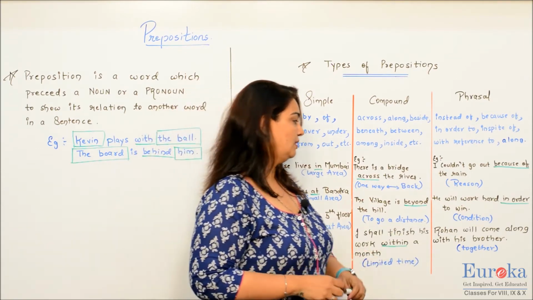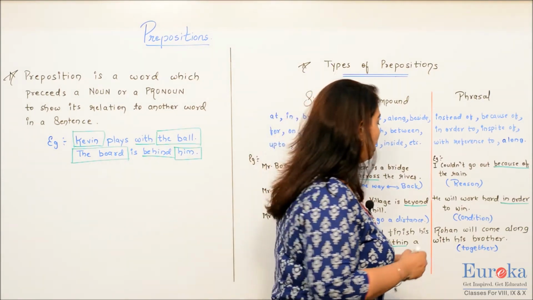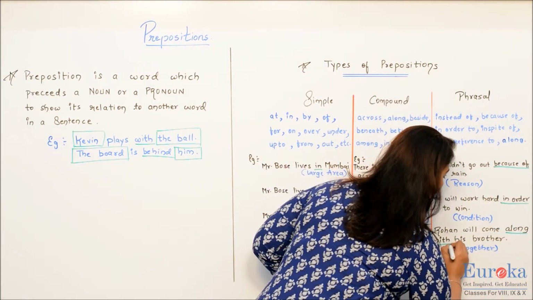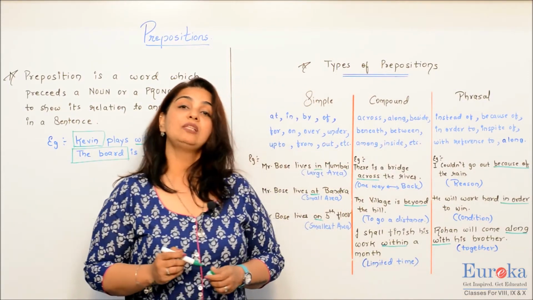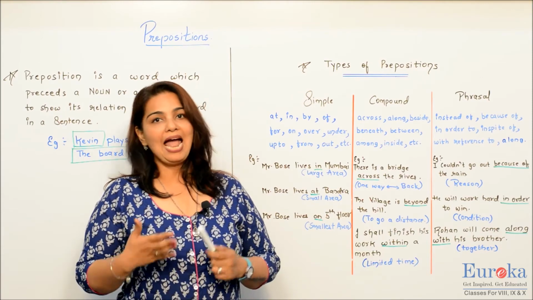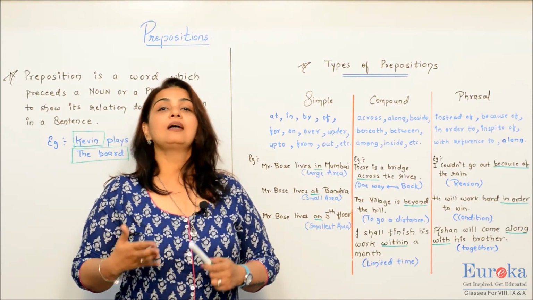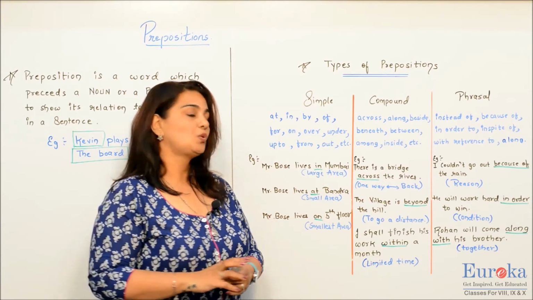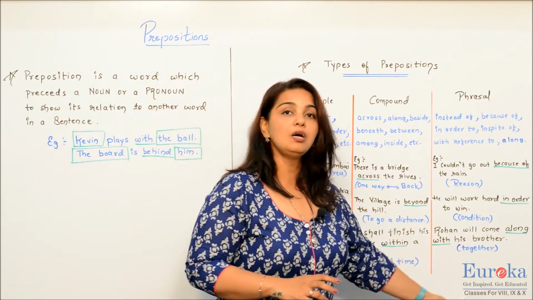And the last one is, Rohan will come along with his brother. Over here, we have along with. Along with means together. Rohan and his brother will come together. So, to make it into a simple sentence, we use the words along with.